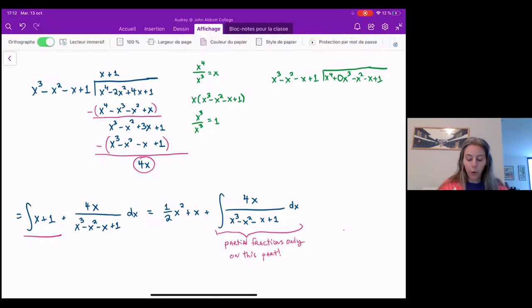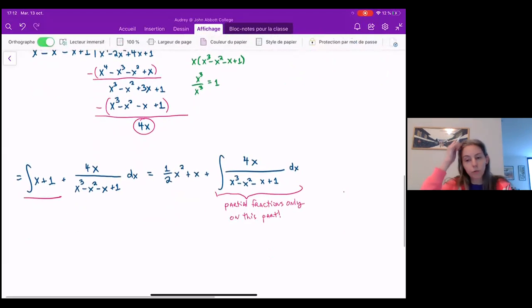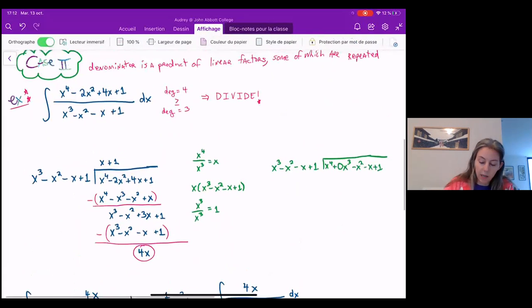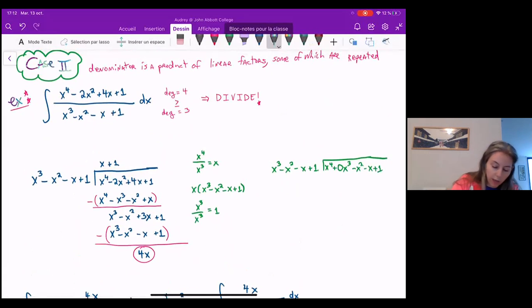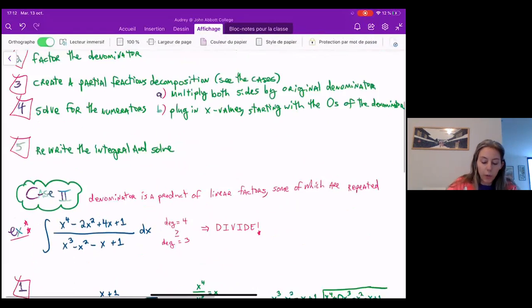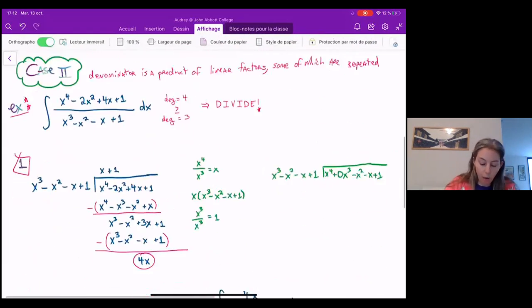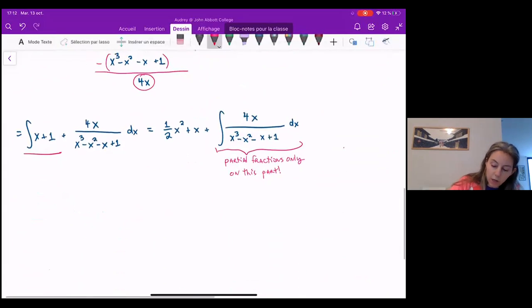Okay, so we're going to follow our partial fraction steps. We already did step 1. That step 1 was to divide. So let's write that. That was our step 1. Our step 2, we'll remember, is to factor the denominator. So we're going to factor the denominator here. And we're going to have to factor by grouping because it is a cubic polynomial.